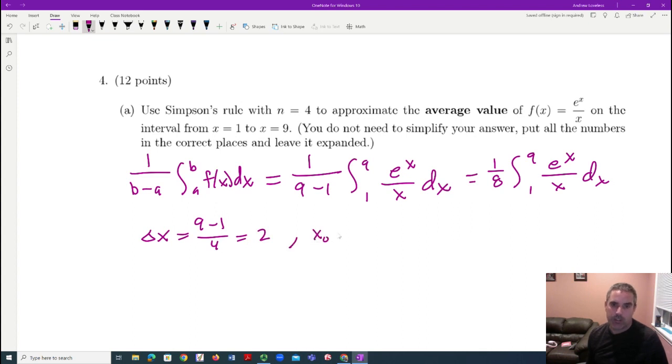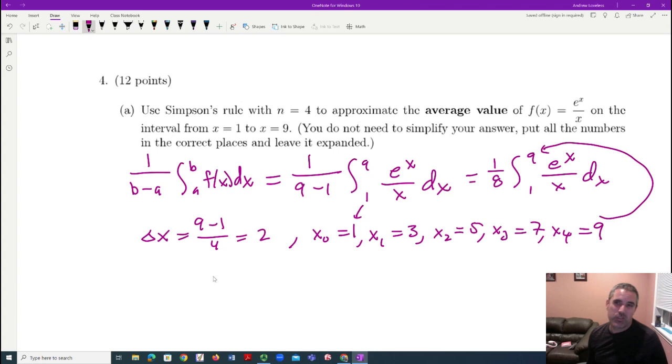Now we're labeling our tick marks. This is 1. This is 3. Remember, the easiest way to label your tick marks is just to write down the first thing and then just add the width. Add the width. Add the width, and as a double check, your last tick mark should line up with the end.